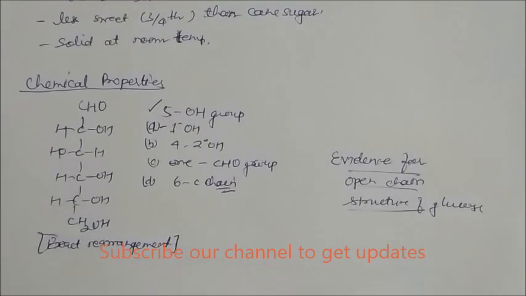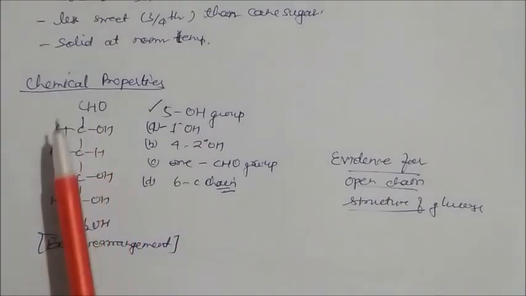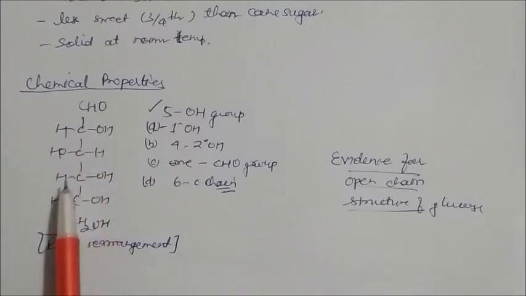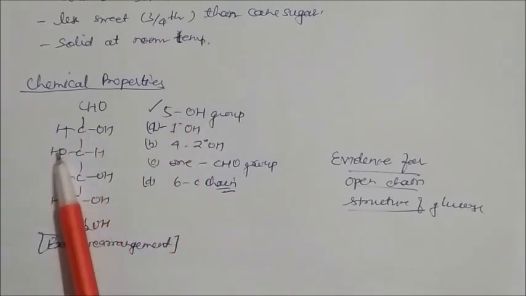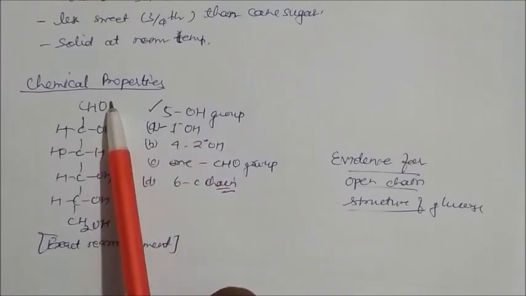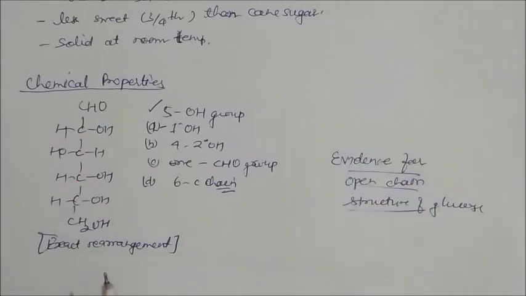Chemical properties. This is the exact structure of glucose. CHO at the top, OH is on the right-hand side at carbon 2, and at carbon 3 the OH is on the left-hand side, while carbons 2, 4 and 5 have OH on the right-hand side. The sixth carbon is CH2OH, which is called a primary alcohol. So we have 5 OH groups: 1, 2, 3, 4 and 5. This is one primary alcohol, 4 are secondary alcohols, 1 is an aldehyde group, and this is a 6 carbon chain. So how was this whole structure identified? Let us see the evidence for the open structure of glucose.